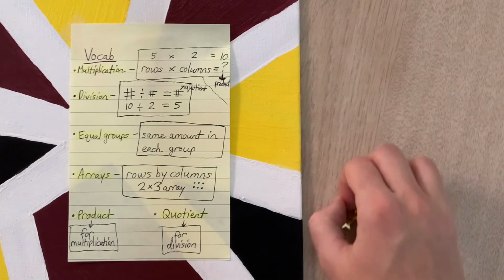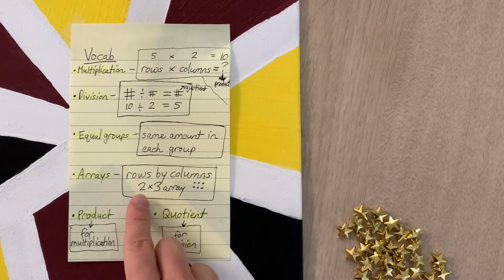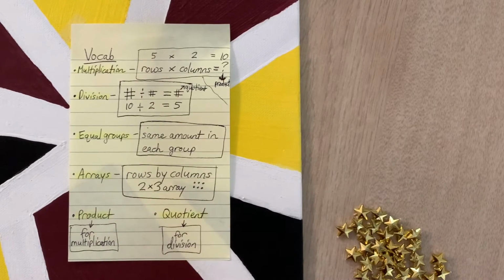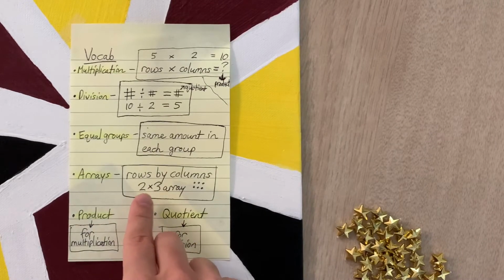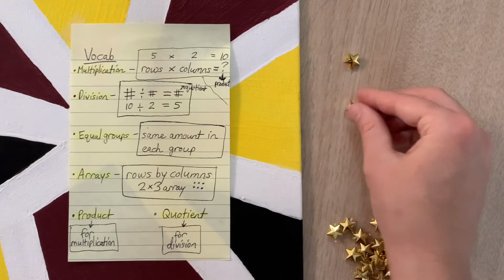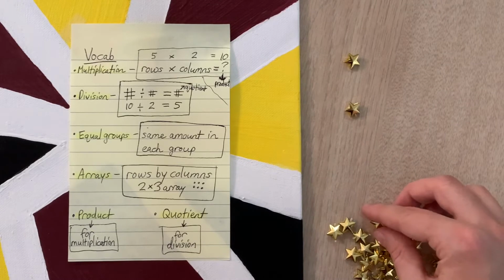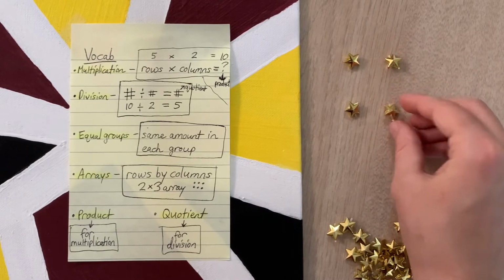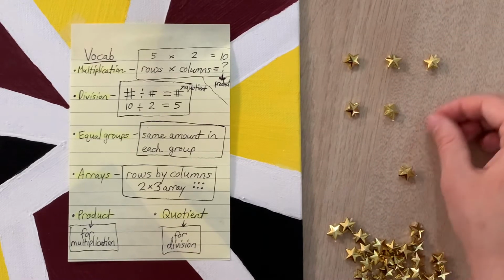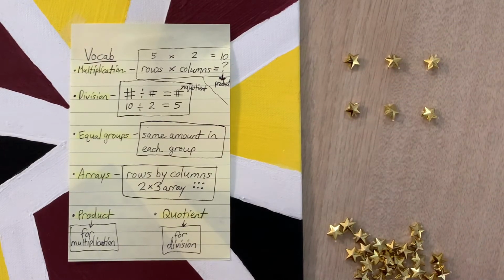Another vocabulary word is arrays, and arrays are rows by columns. So for example, here we have a 2 by 3 array. That's how it's read, 2 by 3. So this would say 2 rows and 3 columns. That's what it would specify. So 2 rows, so we've got 1 row, second row, and we need 3 columns. So I'm going to make a column here and another column here. Okay, so now we have 2 rows and 3 columns.